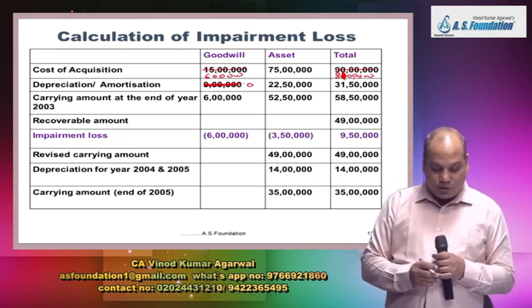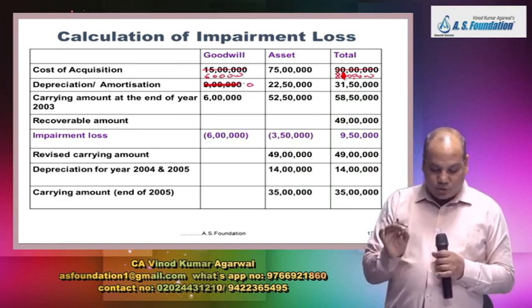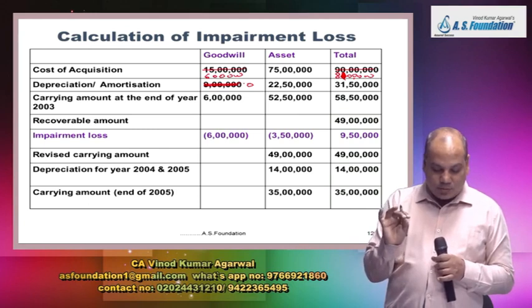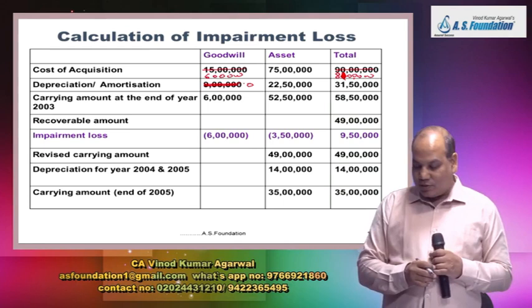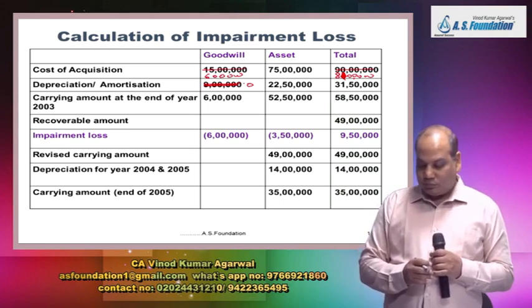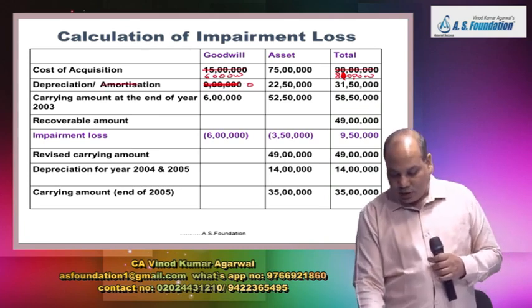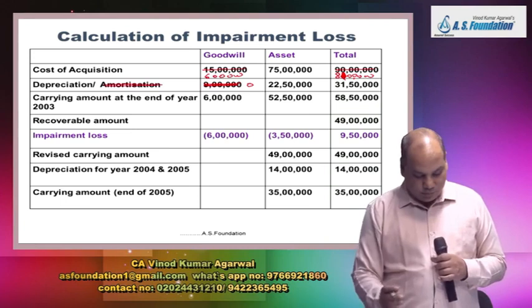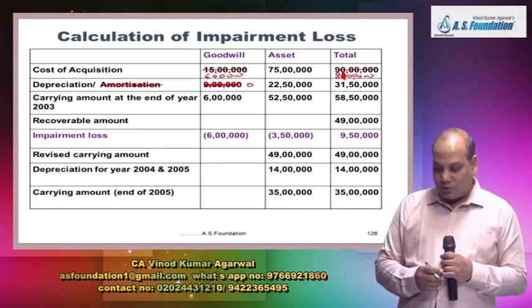The student suggestion is, why do we need to provide amortization on goodwill? So change the question slightly, make it 81 lakh. Fair value of the asset 75 lakh. 81 minus 75, 6 lakh goodwill. Then write down the next line: less depreciation for 3 years.